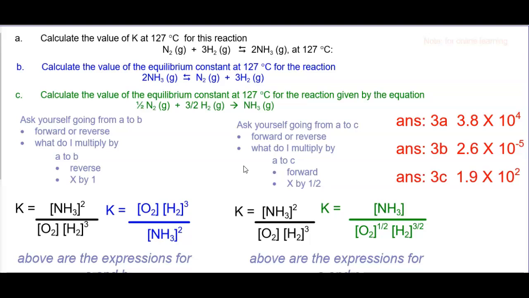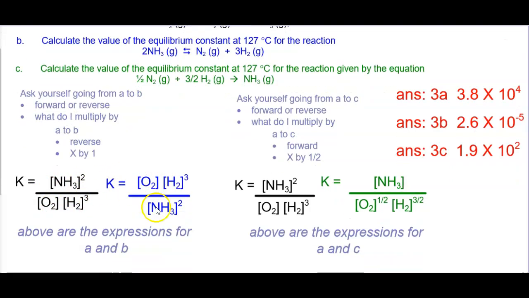Okay, now we're going to look at how we'd write the expressions differently. So down here I wrote the expression for A. Remember, we're doing the product of the products raised to their mole coefficients over the product of the reactants raised to their mole coefficients. That's what I did here. And what do you notice about those two?